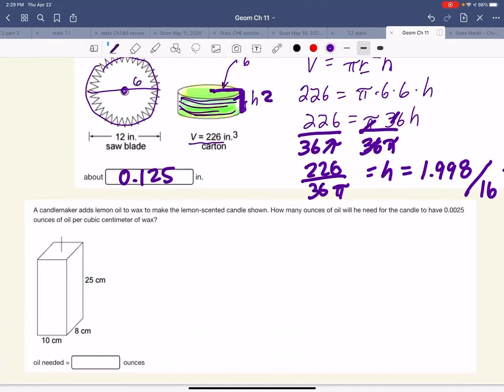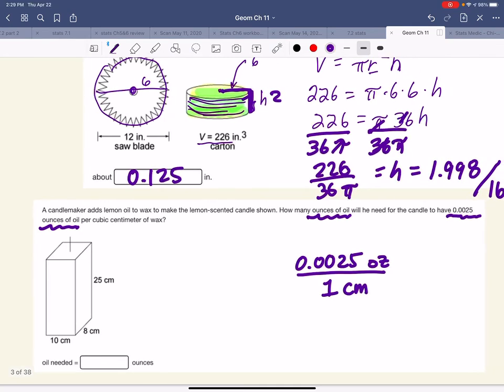Okay, last question. A candle maker adds lemon oil to wax to make a lemon scented candle. How many ounces of oil would he need to have 0.0025 ounces of oil per cubic centimeter? So he needs this many ounces per 1 cubic centimeter. Okay. So how many ounces would he need? So we need our answer in ounces.